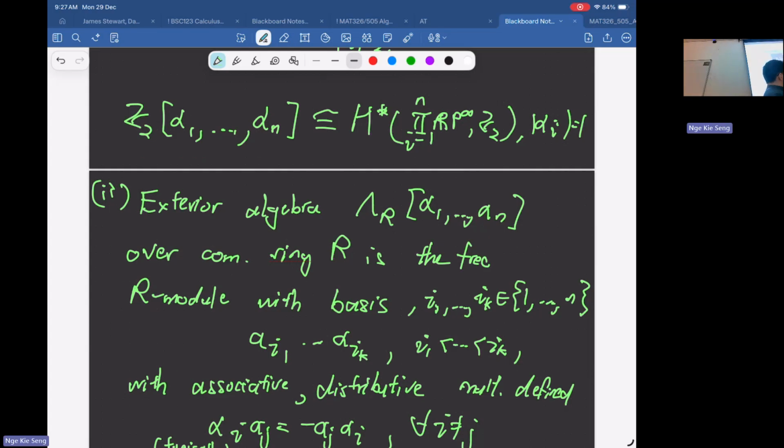Unique, what do you mean? I mean, you take all of the finite products, all possible finite products.